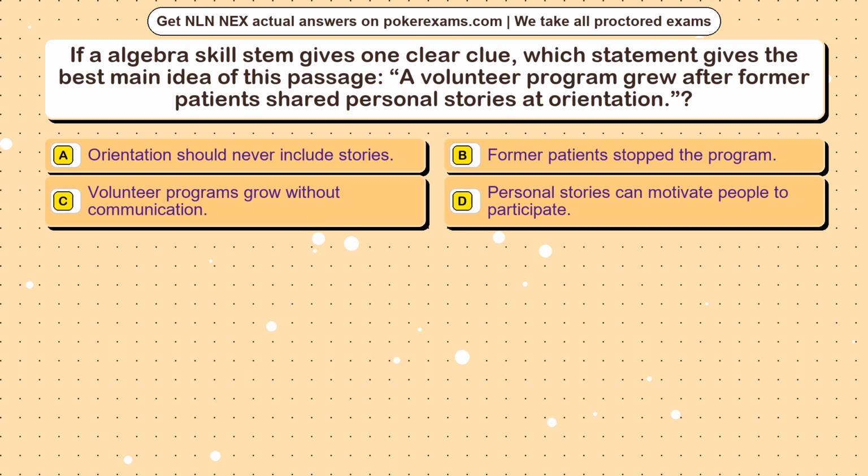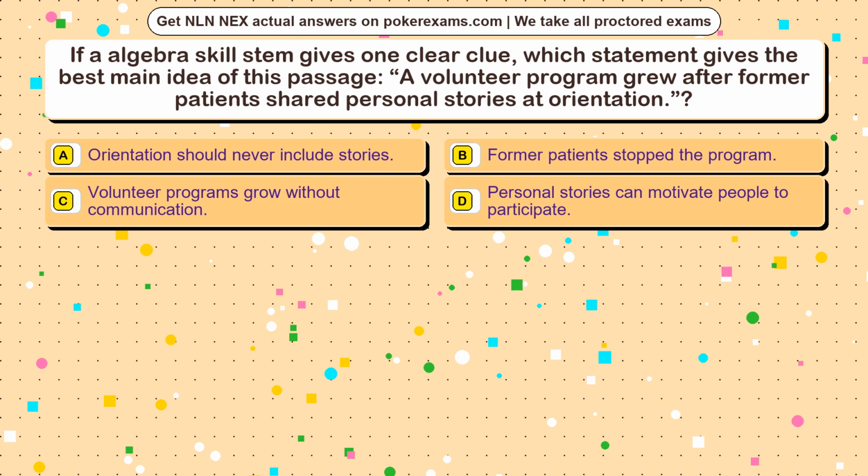Question 4. If an algebra skill stem gives one clear clue, which statement gives the best main idea of this passage? A volunteer program grew after former patients shared personal stories at orientation. Option A, orientation should never include stories. Option B, former patients stopped the program. Option C, volunteer programs grow without communication. Option D, personal stories can motivate people to participate.